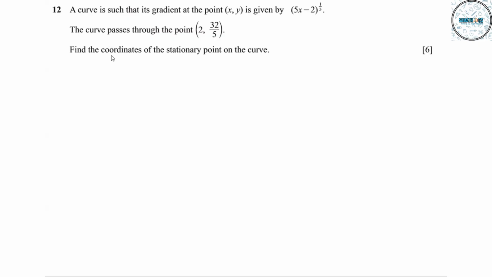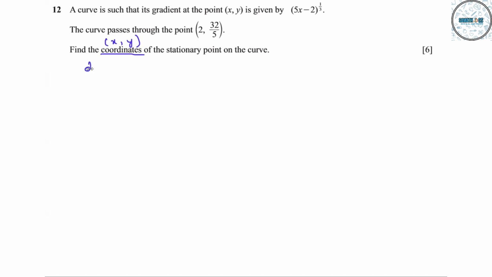As we have to find out the coordinates of the stationary point of the curve, we require both the values of x as well as y. So to take out the value of x, we will simply equate this dy upon dx to 0. But to find out the value of y, we must have an equation of the curve, for which we have to integrate this and find out the equation so that we can easily take out the value of y. So first of all, we will take out the equation.